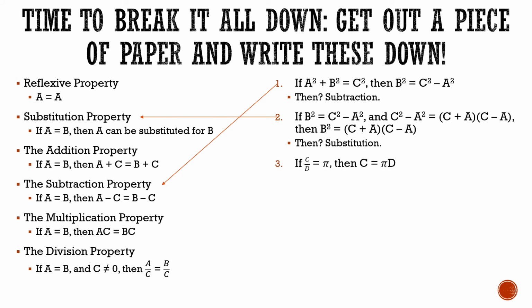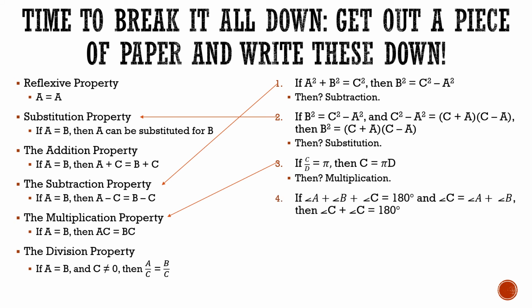Number 3 looks like this. If c over d equals pi, then c equals pi times d. So take a look at your then statement. What did we do in that statement? We multiplied. So that means we used the multiplication property.